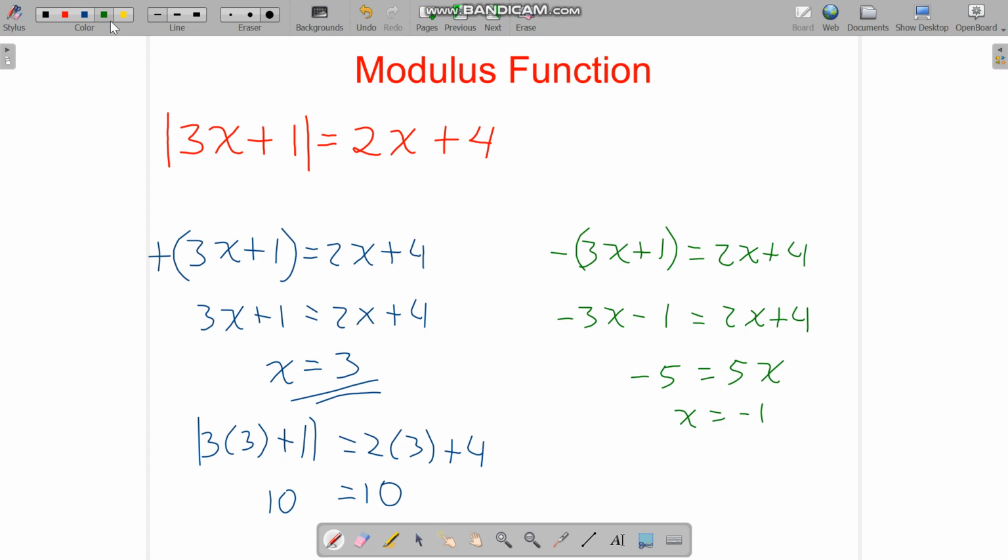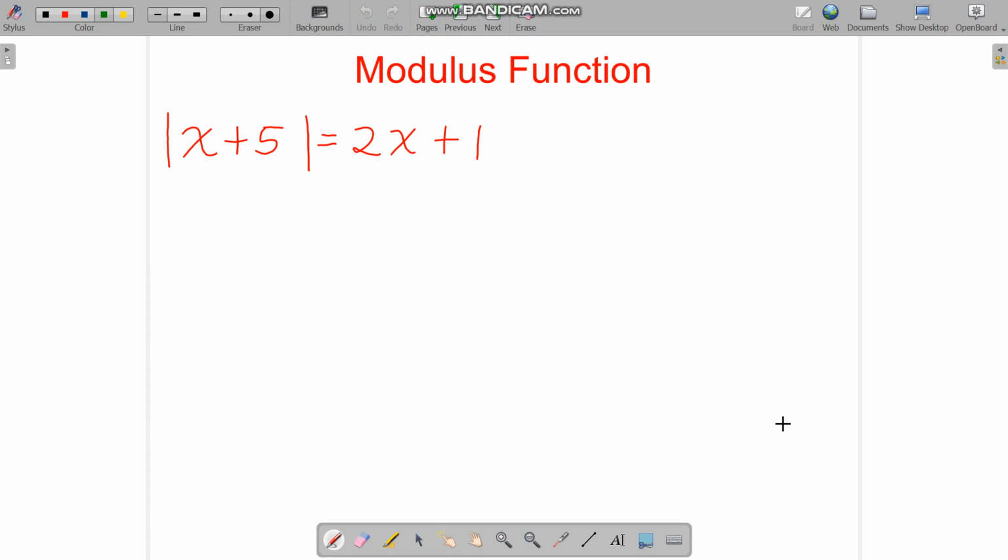And then we do the same thing with minus 1. So the modulus of 3 times minus 1 plus 1 equals 2 times minus 1 plus 4. On the left we have negative 3 plus 1, negative 2, in absolute value, which is 2. On the right, minus 2 plus 4 is 2, so minus 1 is also a solution. We have two solutions here.